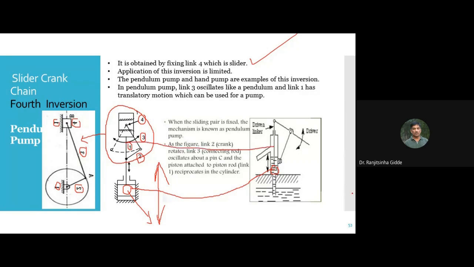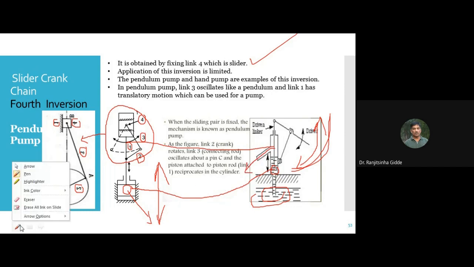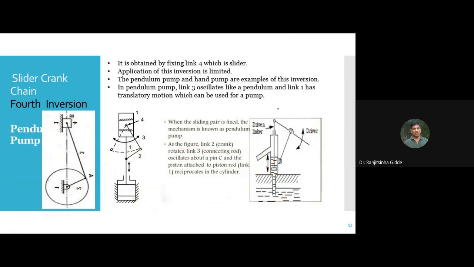This one is 1, right? So if we have a handle like this, we move it in an arc, and ultimately water from the ground will be pumped and delivered through this opening. So this is the example of the hand pump or the pendulum pump.